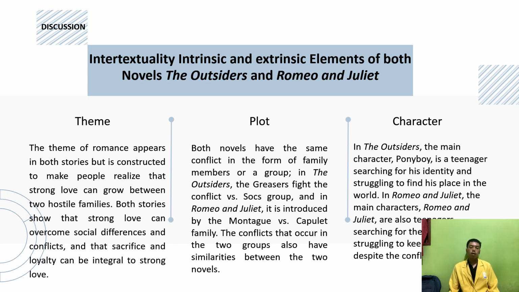In the character, in The Outsiders, the main character is Ponyboy. He is a teenager. He is looking for his identity and struggling to find his place in the world. In Romeo and Juliet, the main characters Romeo and Juliet are also teenagers. The main character in Romeo and Juliet is Romeo. Romeo is looking for identity, struggling to get love from Juliet.